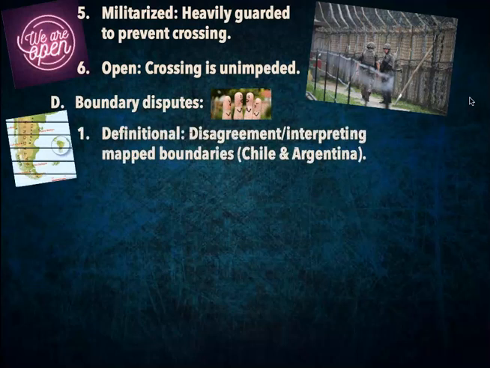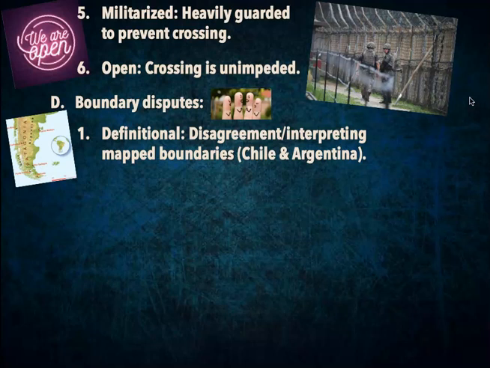All right. Let's see. When we talk about the kinds of disputes, the kinds of arguments, and sometimes the wars that break out over problems that arise because of boundaries, I'm going to cover 4 of them with you here, and then we'll call it good. A definitional boundary dispute is where you have, like it says there, a disagreement over how both sides interpret a mapped boundary.